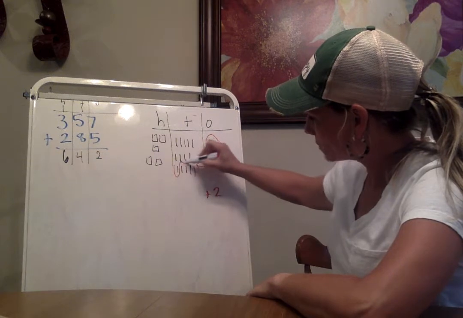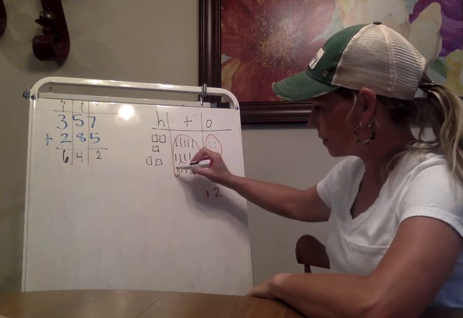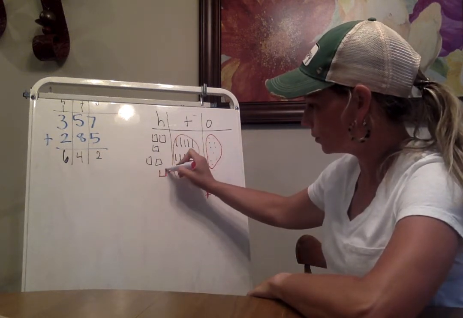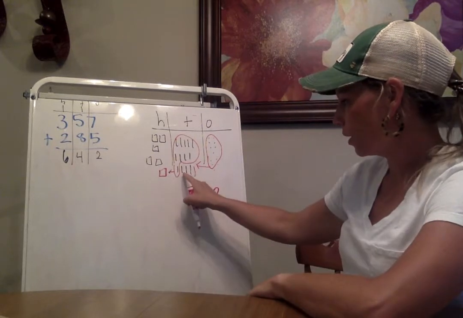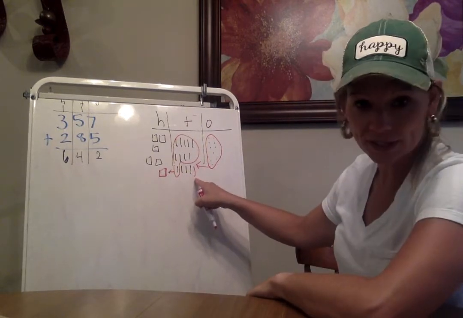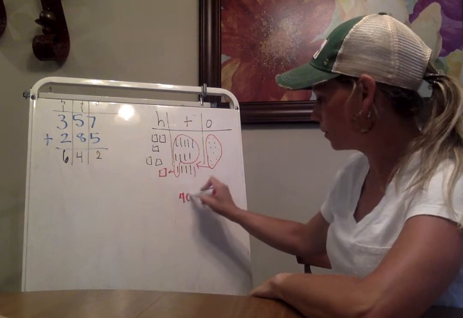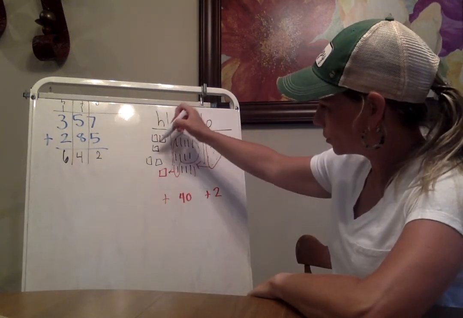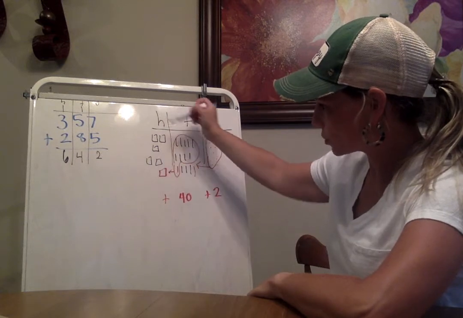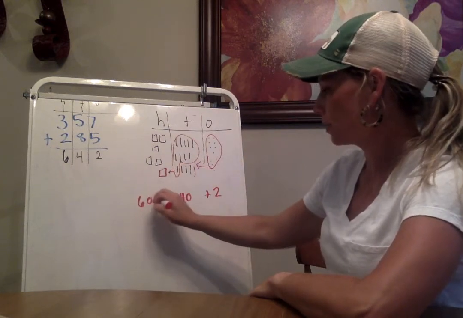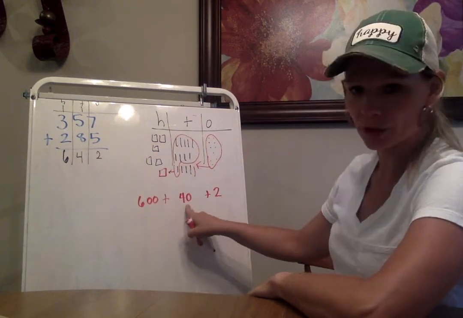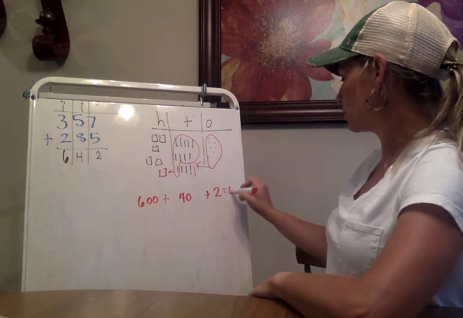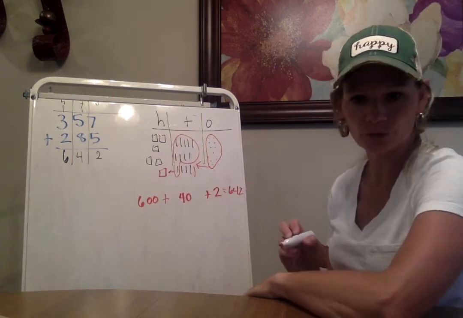So once I have 10 sticks of 10, they have to move on over to the hundreds. 1, 2, 3, 4. That leaves me with 4 sticks of 10, which has a value of 40. Now I have to count my hundreds. 1, 2, 3, 4, 5, 6. But since they're hundreds, that's 600. 600 plus 40 plus 2 is equal to 642, right?